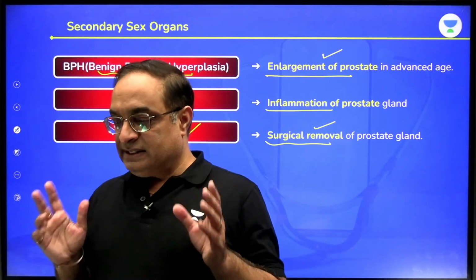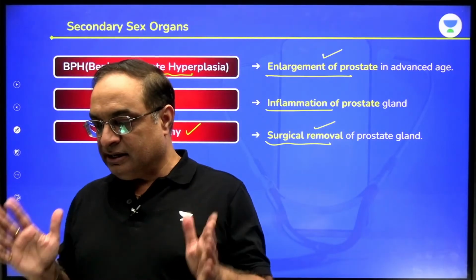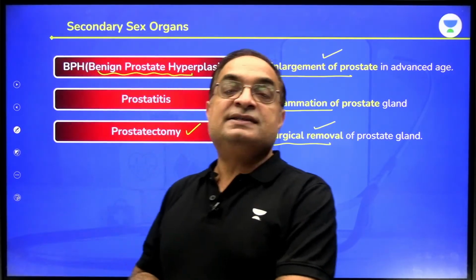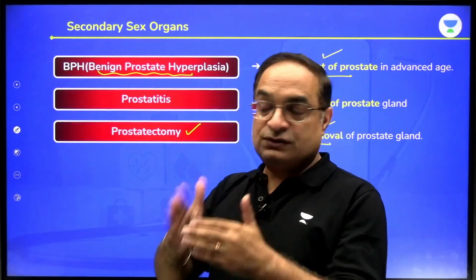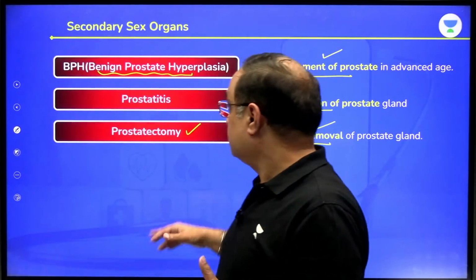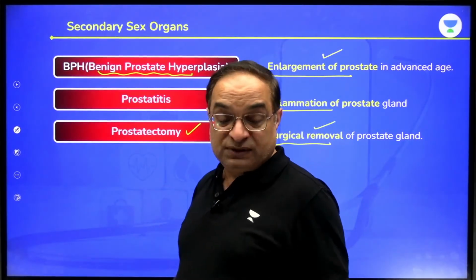Amit Dikshit says vasectomy, correct. Ritik, vasectomy. Ananya, Akshit, absolutely right. Vasectomy is a permanent method of contraception for males. Tomy means cut. Cutting something, that refers to tomy. So prostatectomy is when you remove the prostate gland.